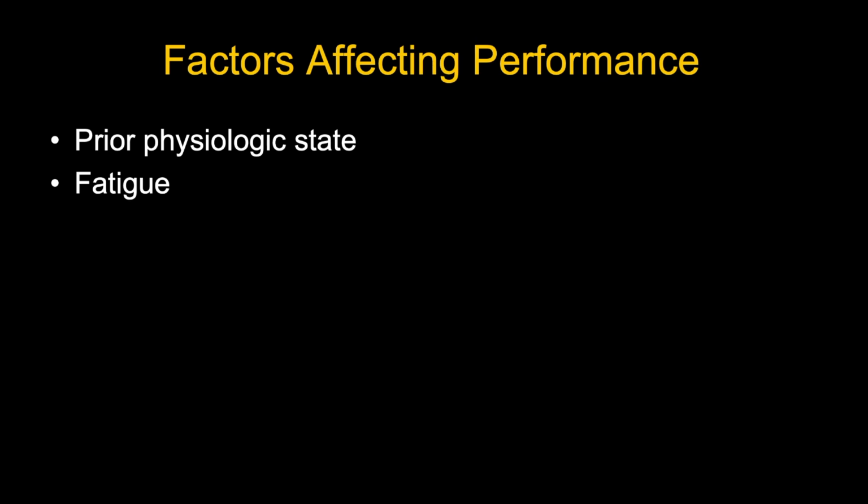In this module, we're going to examine some of the factors that affect the skeletal muscle's ability to perform and maintain a given level of performance. So we're going to look at the prior physiologic state, in other words, the training adaptations or lack thereof of muscles undergoing performance, as well as the fatigue that's encountered for contracting skeletal muscles.